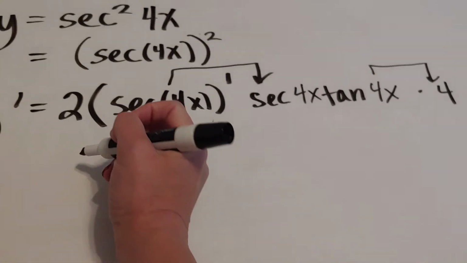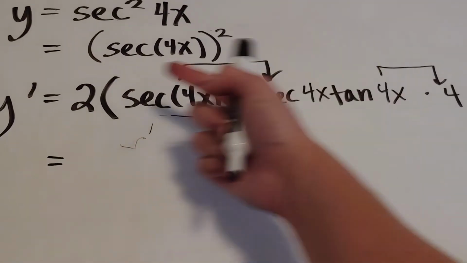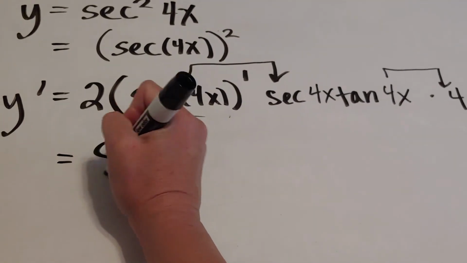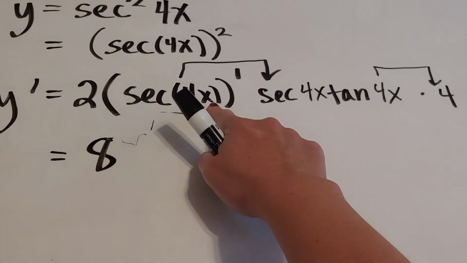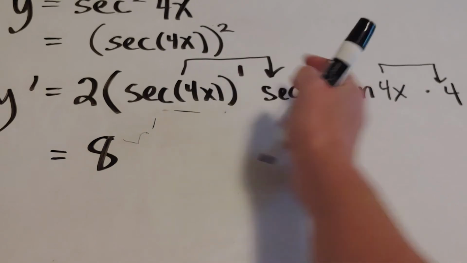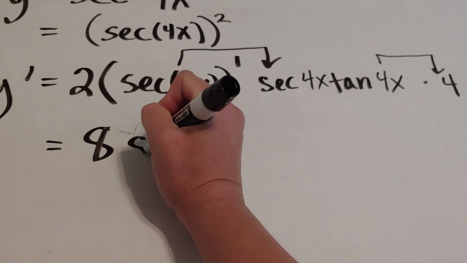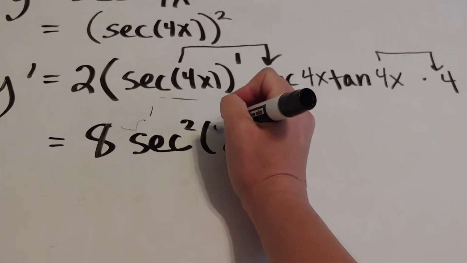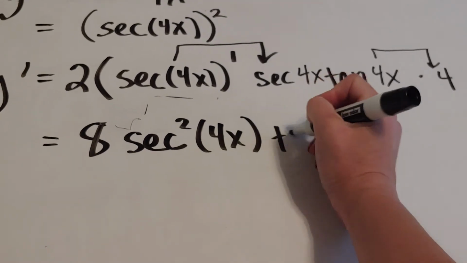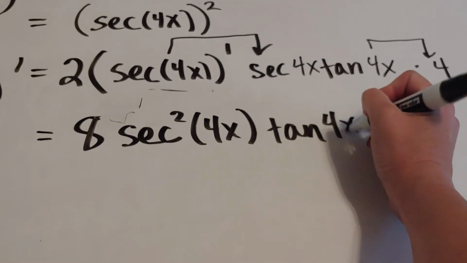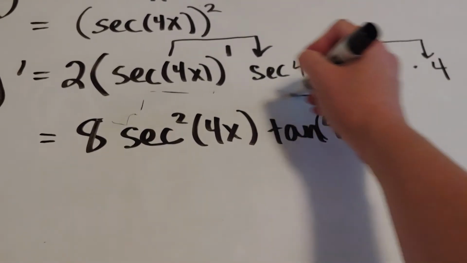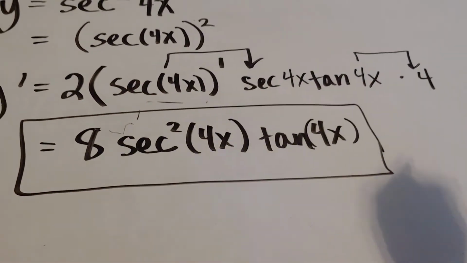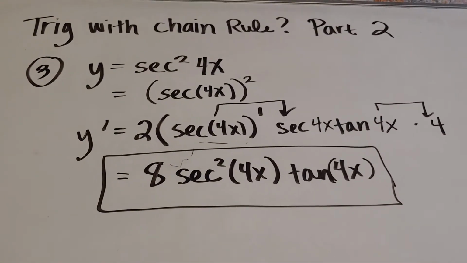Whew. All right, so let's smush it together. A 4 and a 2 is 8. I've got one secant and another secant. That's 2 of them. And then I've got a tan 4x. So secant squared 4x tan 4x. That's the derivative. Told you it was going to be tricky.